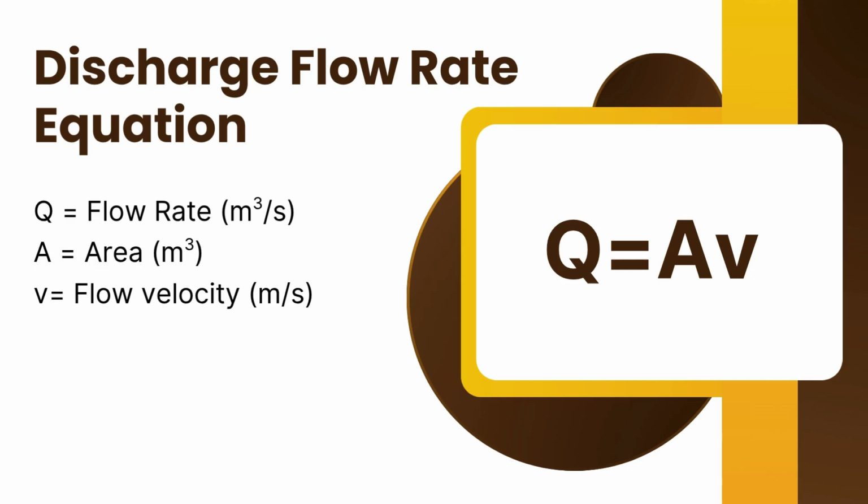It tells us how much water is passing through a channel per second. To find that, you just multiply the velocity of the flow by the area of the channel. Discharge equals area times velocity. This is widely used in designing the capacity of irrigation canals, culverts, and stormwater drains.